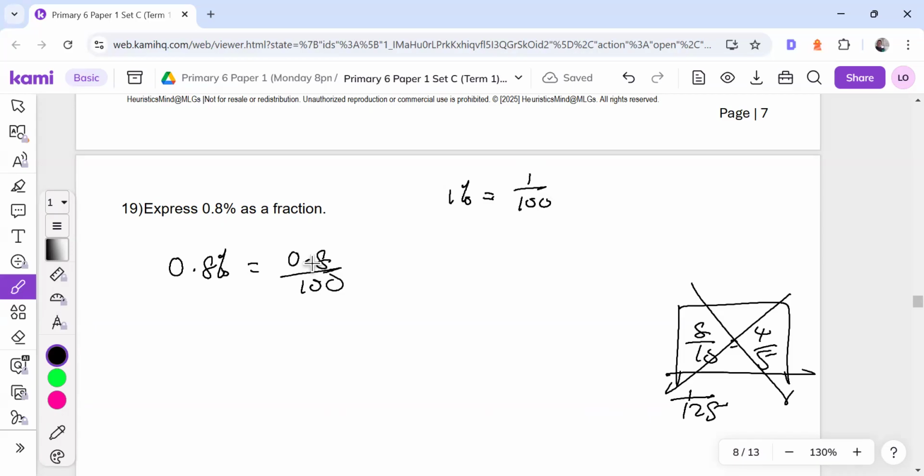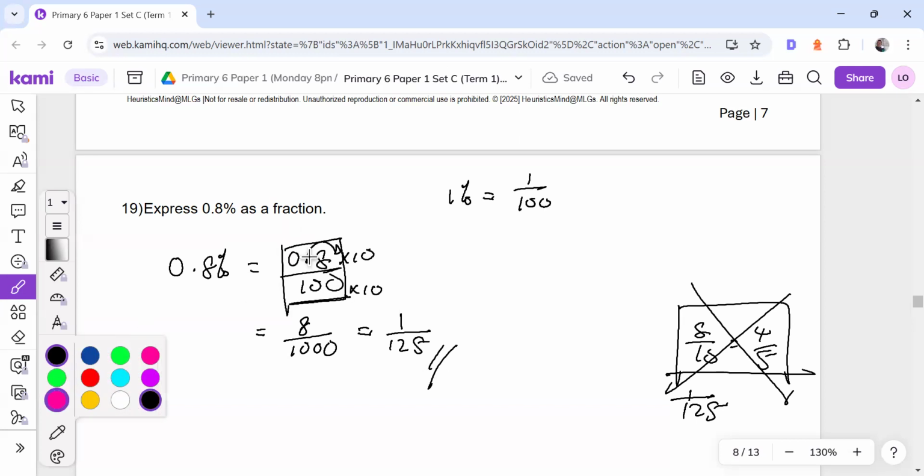But this is a funny fraction. There's a decimal. Never mind. Just times 10 to get rid of the decimal point, and you times 10 below. And shift the decimal point to the right, 8.0. 8.0 is 8. 100 times 10 is 1000. That's your fraction. And simplest form. So 8 divided by 8, 1000 divided by 8, 125. Okay? So this is how you change the percentage to fraction. So 0.8 over 100. Get your fraction. And if there is a decimal point, then how do you get rid? Just multiply by 10 to get rid of the decimal point.